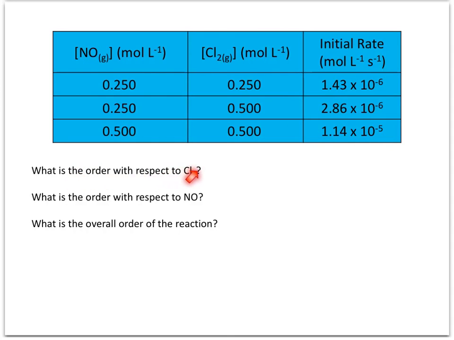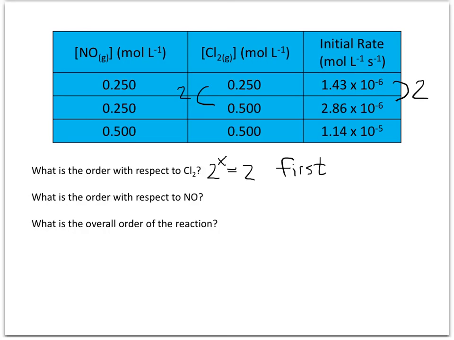So what is the order with respect to Cl2? So here's our Cl2s right there. And we're going to have to pick experiments where NO stays the same, but Cl2 changes. If we look at experiment 1 and experiment 2, NO stays the same, Cl2 doubles. So that would be a good fit. We can see that the Cl2 doubles, and the rate also doubled. So using our formula, the concentration doubled, raised to the x power, should equal a doubling there. So that means that x would have to equal 1, so it's first order with respect to Cl2.